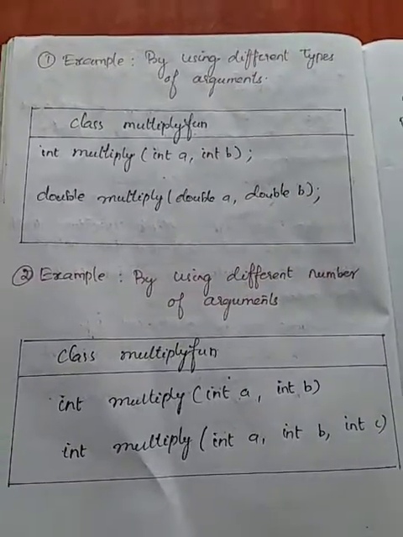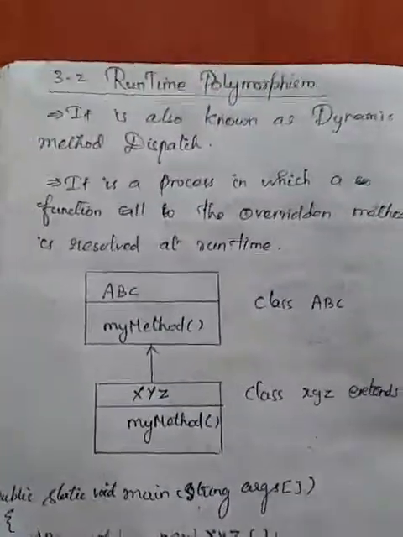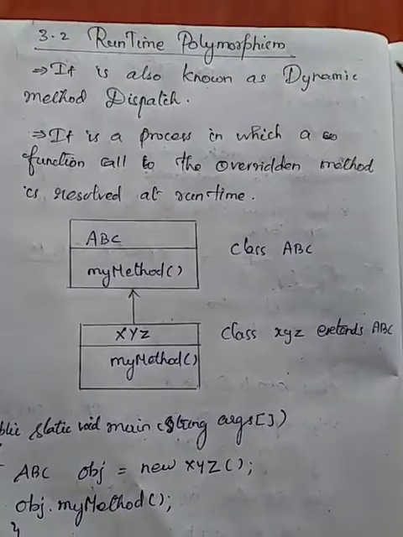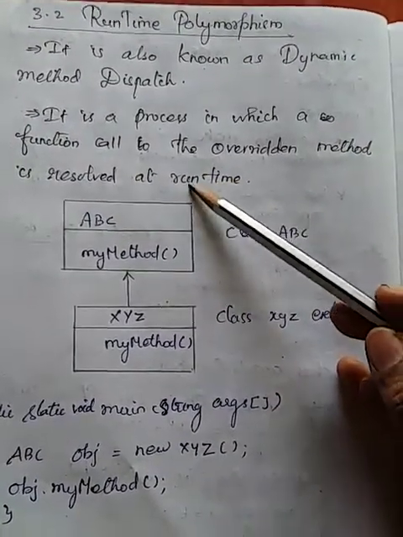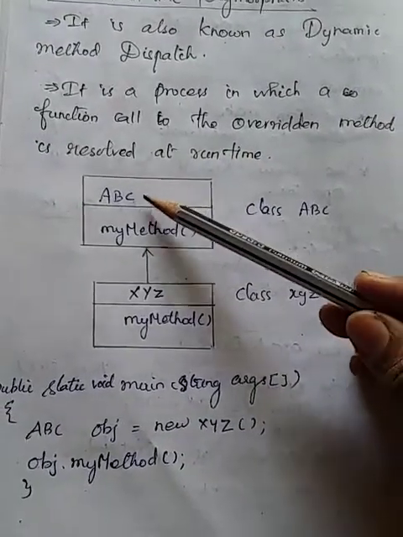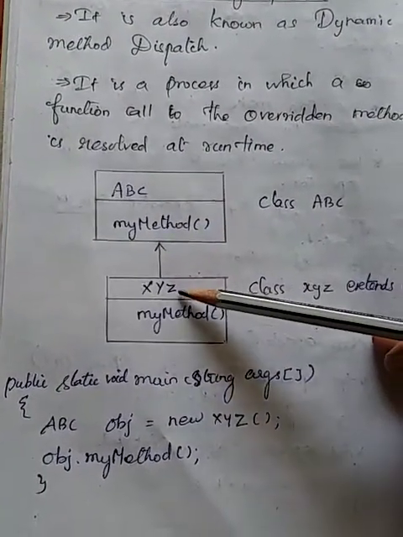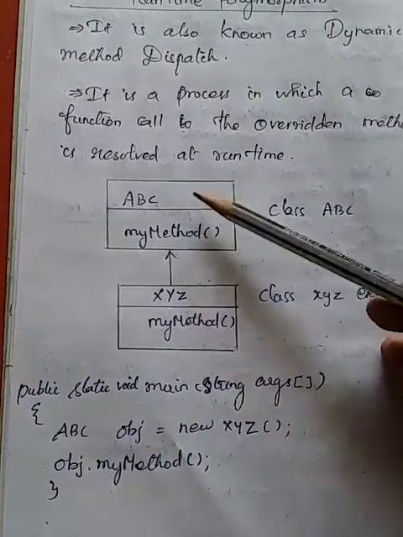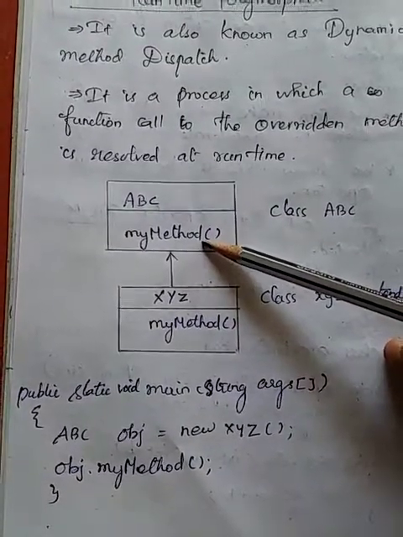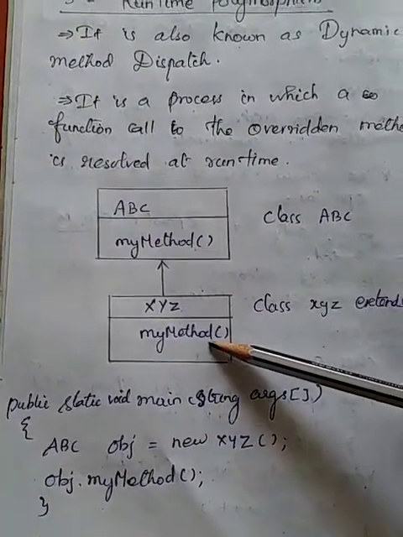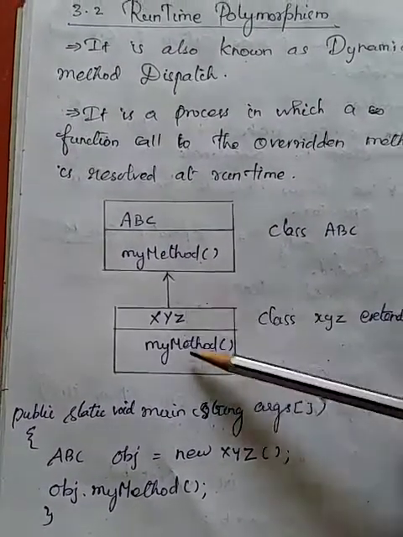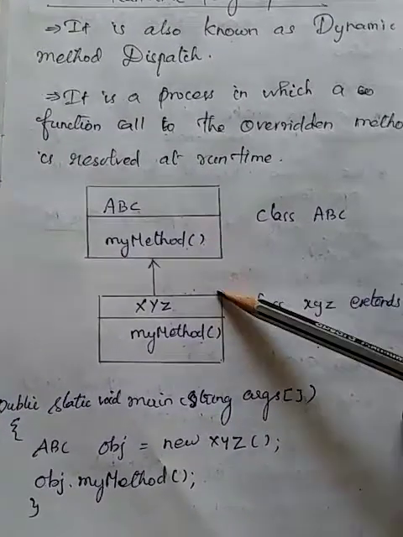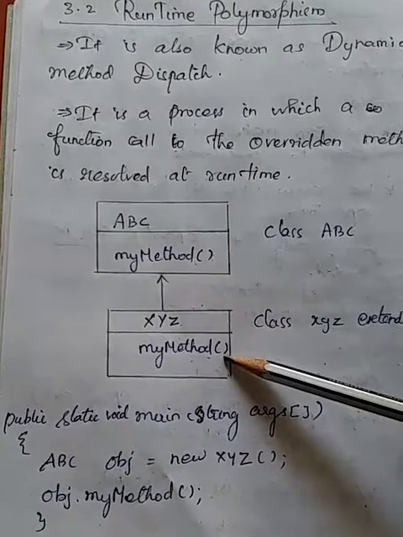This is compile time polymorphism, and in this video we are going to discuss runtime polymorphism. It can also be called dynamic method dispatch, and it is resolved at runtime. Let us consider the class ABC, and XYZ is derived from this class. This is a base class and this is a subclass. The base class has a method my method, and the subclass also has a method my method. The name is the same, and neither method has arguments.